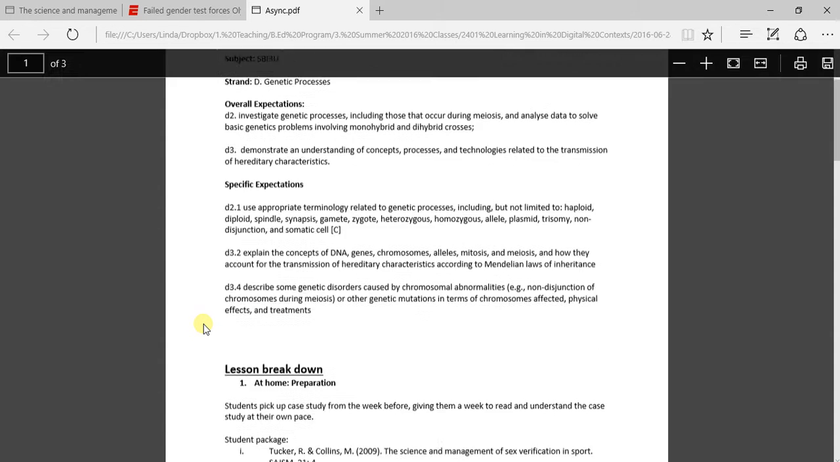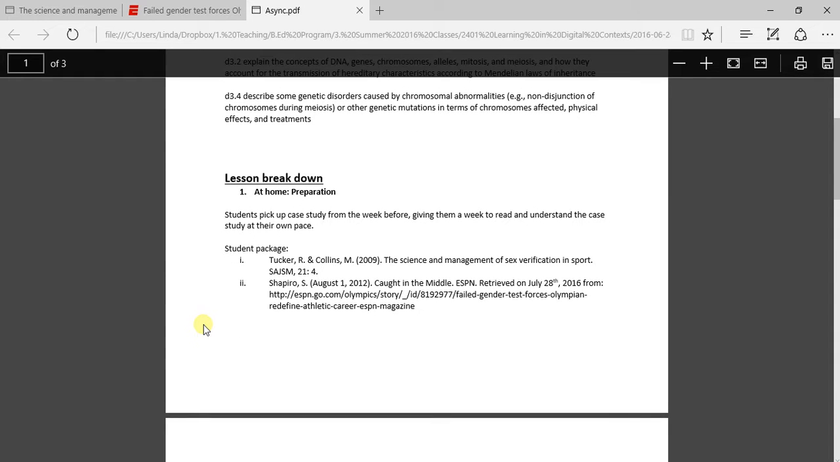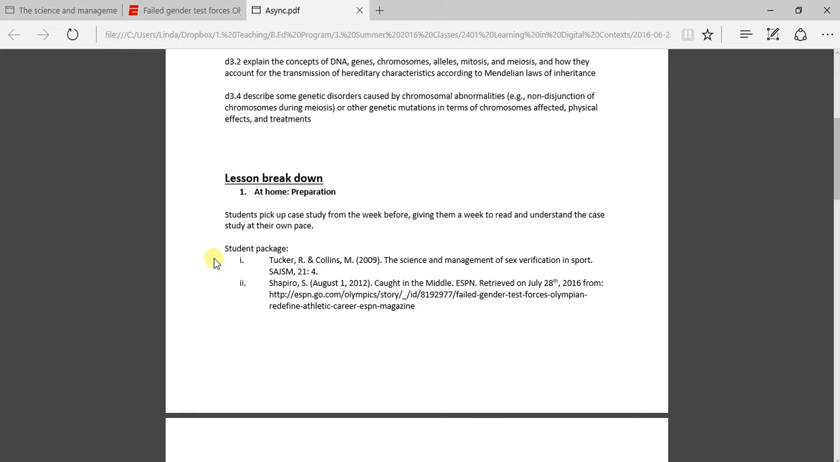So at home, first off, students are going to pick up a case study package perhaps the week before the lesson, giving them about a week or so to read through and understand this study at their own pace. What we've done here is provide students with two sources of information.